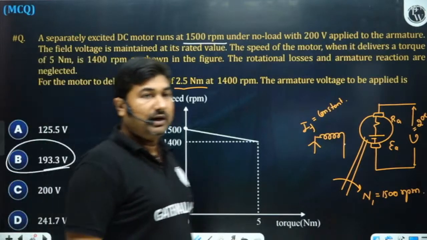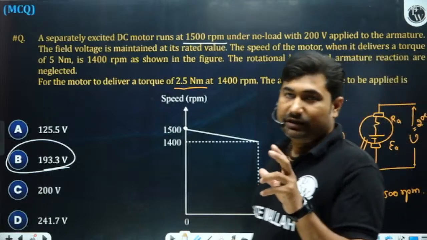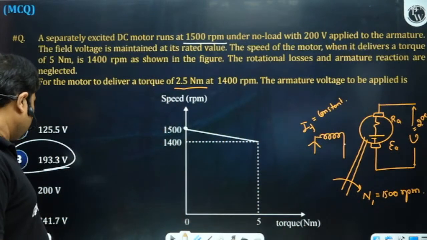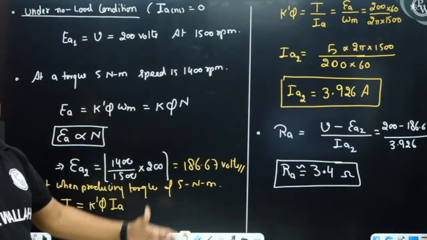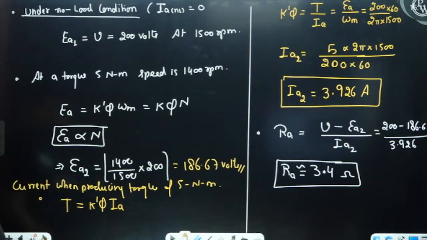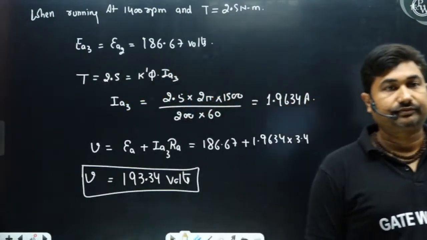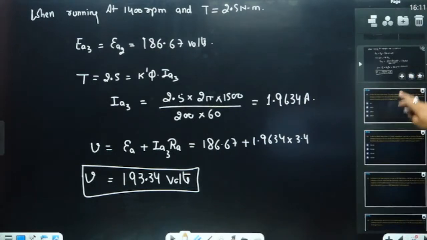How many of you are able to understand this question perfectly? Actually, it's a combination of two questions, but I have created it as a single one, so that you will have more to think about how to calculate the value of RA and how to calculate the value of terminal voltage. Very good.